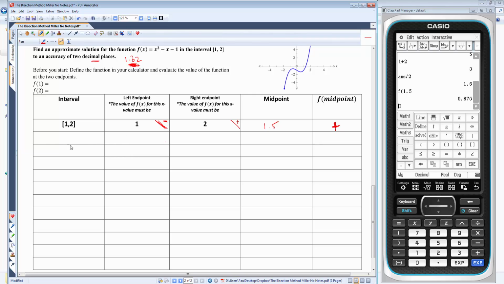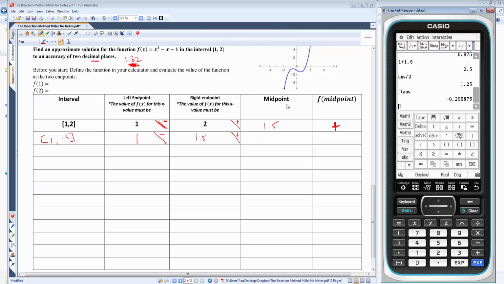So what I'm going to do is restate my interval now. I'm not looking between 1 and 2, I'm looking between 1 and 1.5. My left endpoint is 1, which we know at this stage is negative. My right endpoint is 1.5, which we know is positive. Now we're going to calculate the midpoint of this. We're going to go onto our calculator again, and this is a really CAS or tech active type problem. 1 plus 1.5 divided by 2, and we're going to do f of 1.25, so f of the answer.